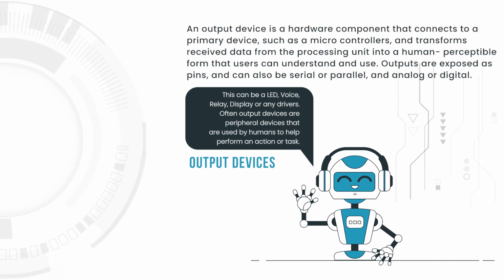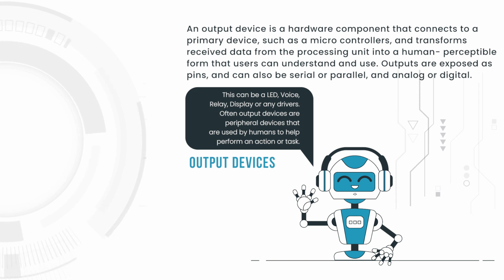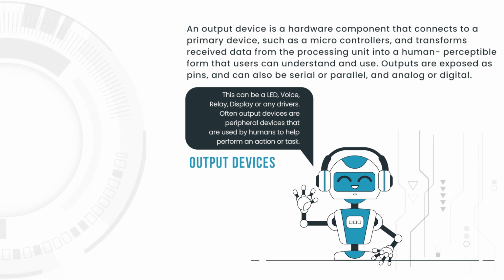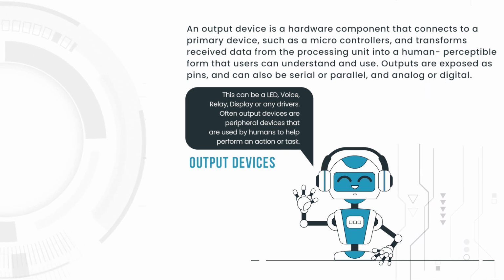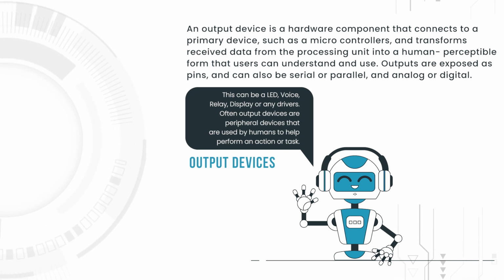Output. An output device is a hardware component that connects to a primary device, such as microcontrollers, and transforms received data from the processing unit into a human perceptible form that users can understand and use. Outputs are exposed as pins, and can also be serial or parallel, and analog or digital.